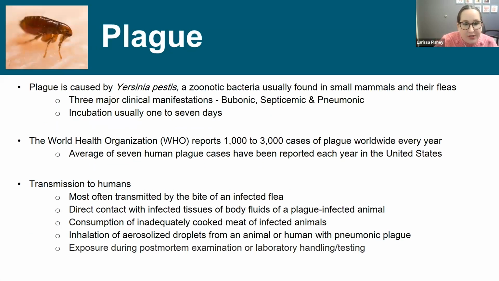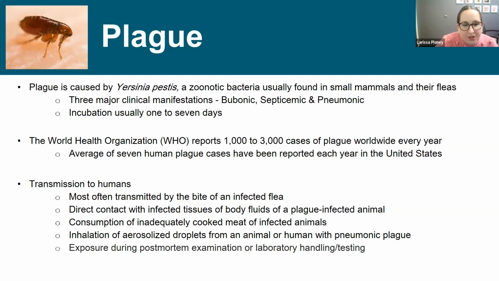So plague is caused by Yersinia pestis, which is a zoonotic bacteria usually found in small animals and their fleas. It is a non-motile gram-negative coccobacillus bacteria that doesn't develop spores. Certainly, I wouldn't be a good infectious disease doctor if I didn't talk about the characteristics of the bacteria itself. And humans are incidental hosts that do not contribute to the natural disease cycle.